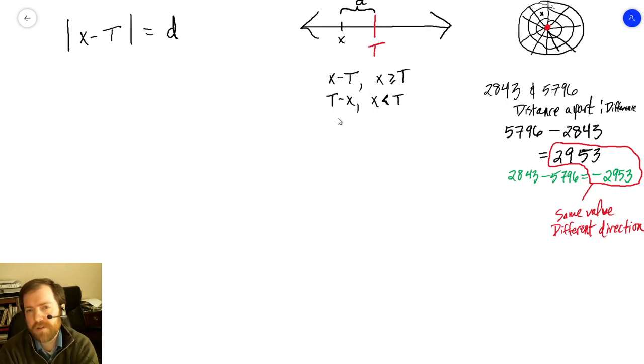So this is actually the definition of a piecewise function. There are two separate pieces to this, one where x is greater than or equal to t, and one where x is less than t. Sorry, x is less than t this way, or x is greater than or equal to t this way.